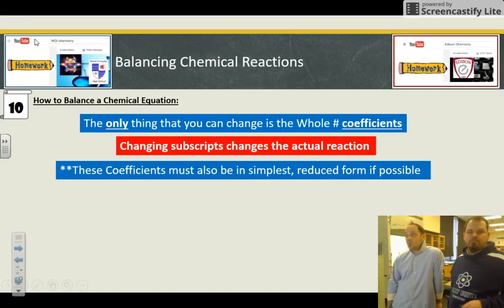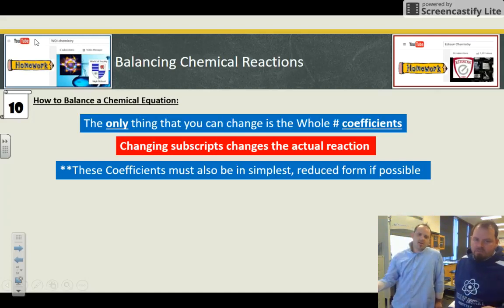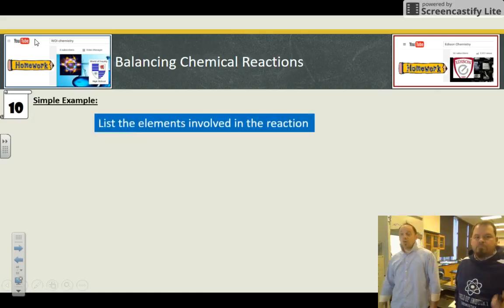Coefficients must also be in their simplest reduced form if possible. Sometimes people make mistakes and keep going past where they were supposed to, and you'll see at the very end, all the mole coefficients would have a greatest common factor. If you can reduce, you must. That's it. So, simple example.